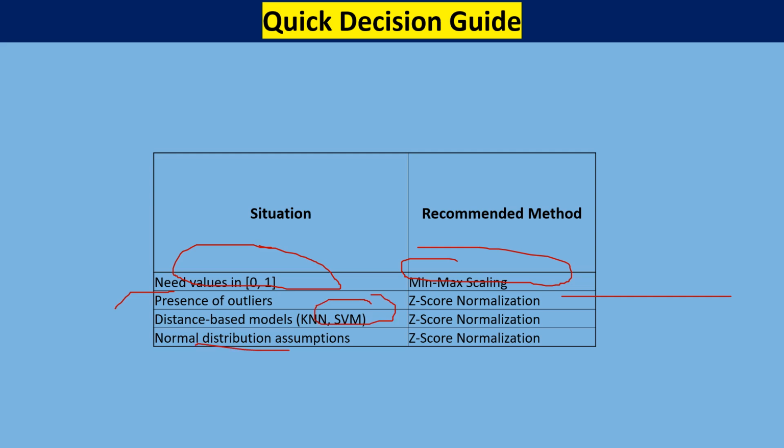Normal distribution assumptions: Z-score normalization. Again, some algorithms like linear regression, PCA, and naive Bayes assume the input features are normally distributed. Z-score helps meet this assumption by shaping the data to a bell curve structure centered around zero, which enhances performance and accuracy.